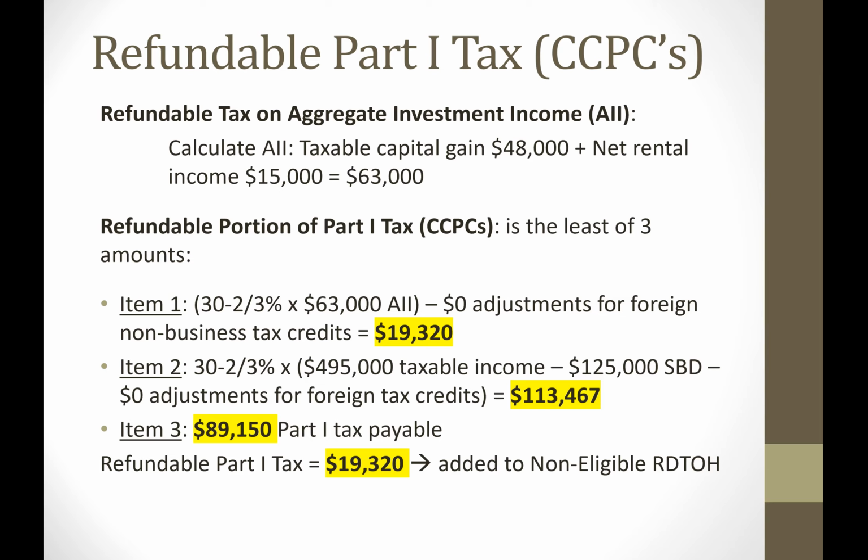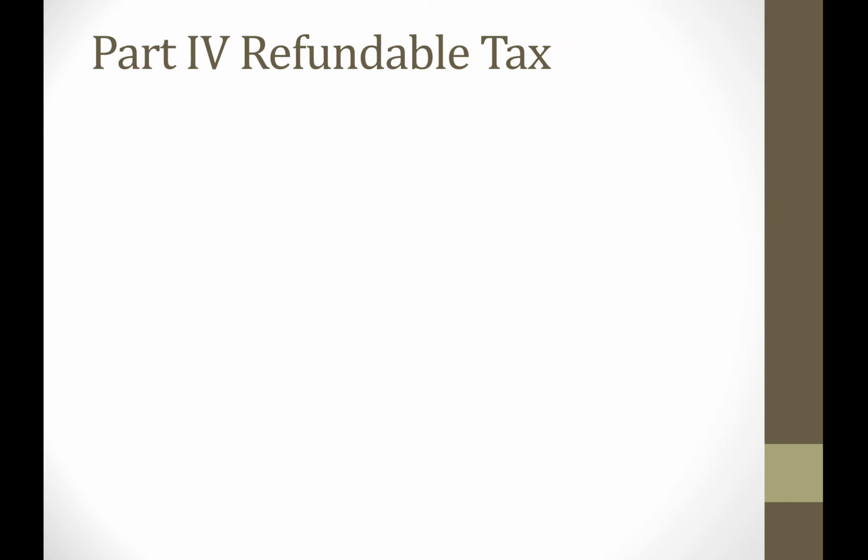Now they're going to get that back when they pay a dividend. Now because we have 2 RDTOH accounts now, refundable Part 1 tax gets added to the non-eligible RDTOH account. So when we get to that part of the question later on, we'll remember to add this $19,320 to the non-eligible RDTOH account. Okay, let's move on to the next part of the question.